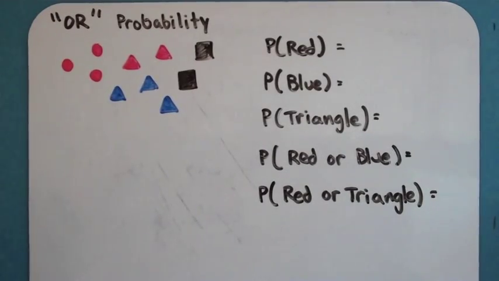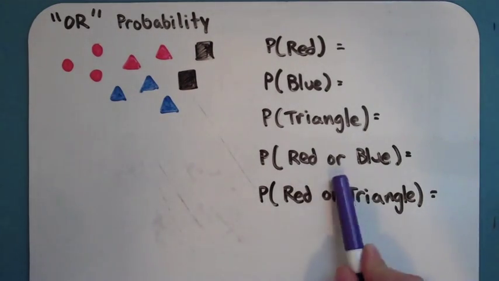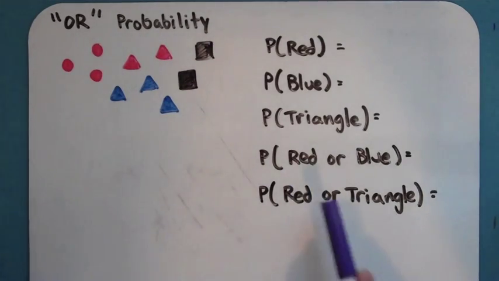So this video is going to introduce the concept of OR probability. What that means is basically, if you look down here, the probability that if I pick one of these shapes, it would be red or blue. So it's dealing with just the word OR and a probability.